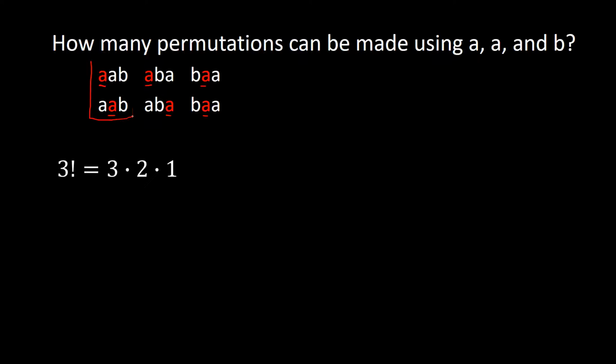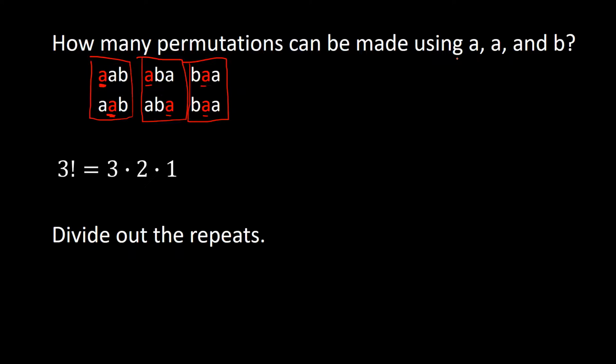So here we have repeats, and then here are repeats, and these are repeats. So even though, yes, we moved the letters around, where this A was first here, and then we moved it to the middle spot, that's still the same arrangement, because the 2 A's are actually identical. So to divide out those repeats, what we do is we see how many letters are being repeated. So we see we have 2 letters being repeated. We have an A and an A.